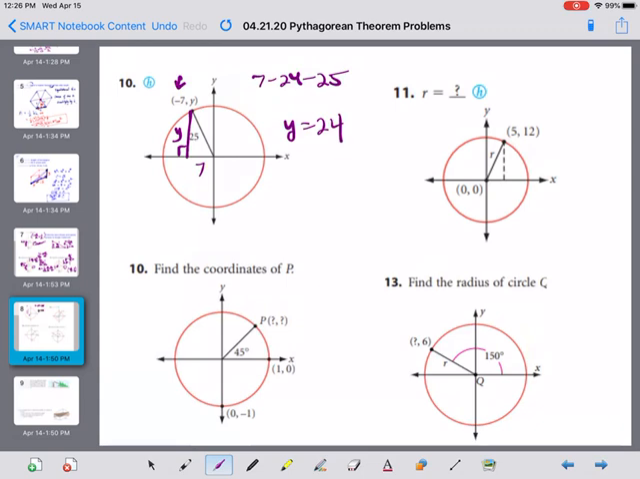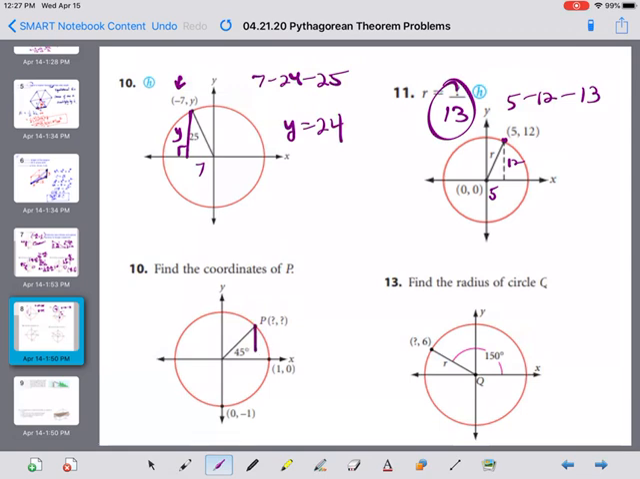Number 11. So we don't know the radius this time. So you went over 5 up 12 to plot the point. Now use the Pythagorean theorem, or recognize it's a 5, 12, 13. So the radius is 13.